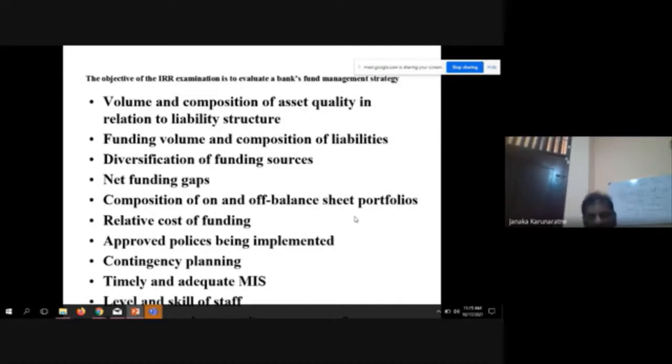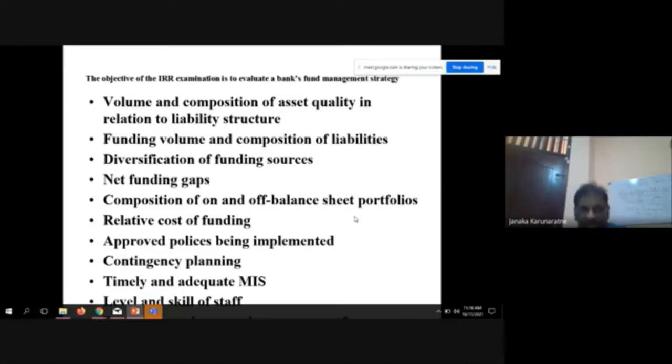So the objective of the interest rate risk examination is to evaluate a bank's fund management strategy. So basically, this is how you look at your own ALCO. Within your own ALCO, how do you look at things in terms of interest rate risk management? Volume and composition of assets in relation to liabilities. Funding volumes and composition of liabilities, how the funding has come, and what things you have to keep in mind.